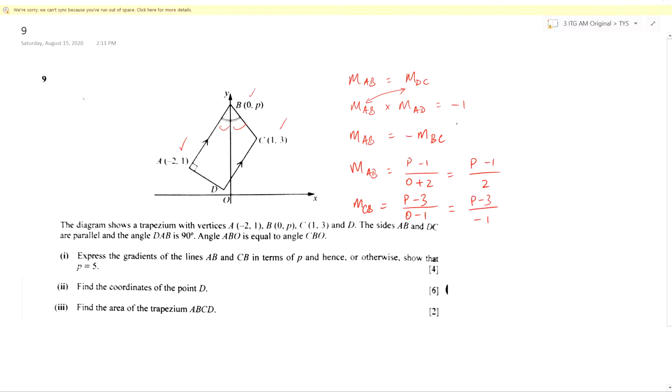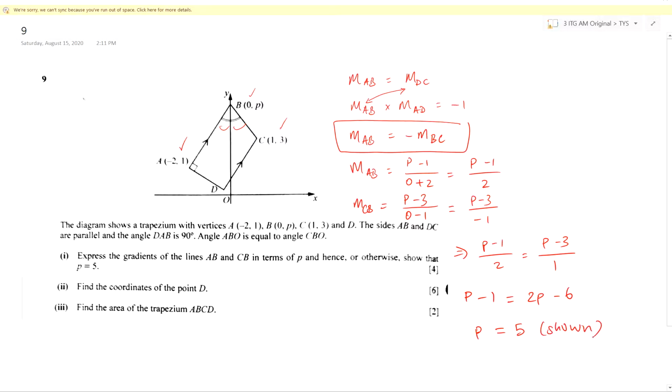So we're going to make use of this relationship. They are the same gradients except for a multiple of negative 1, the mirror image about the y-axis. So making use of that, we have P minus 1 over 2 is equals to P minus 3. So instead of negative 1, I change the sign to become 1. So we can multiply throughout by 2 to give us P minus 1 equals to 2P minus 6. Rearranging gives us P equals to 6 minus 1, which is 5, shown.